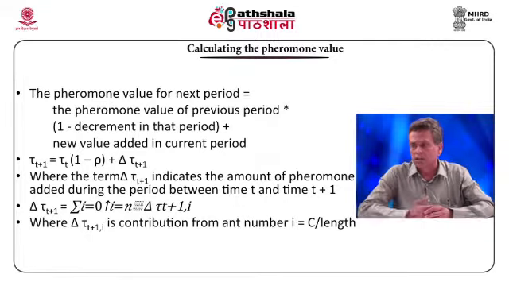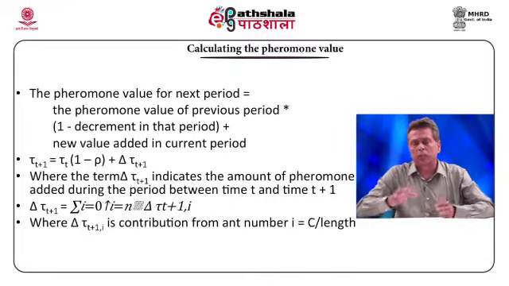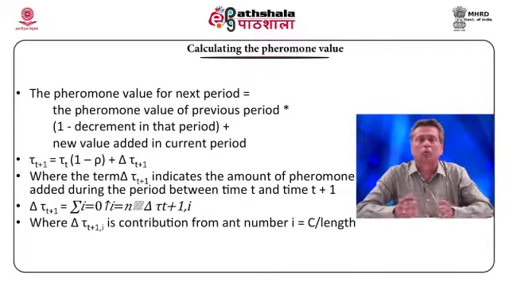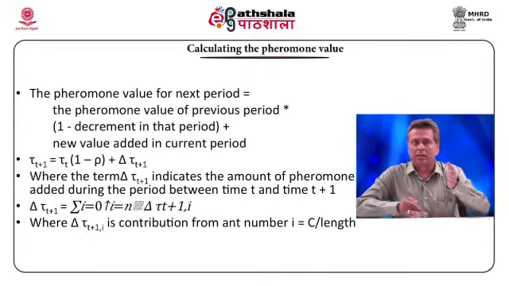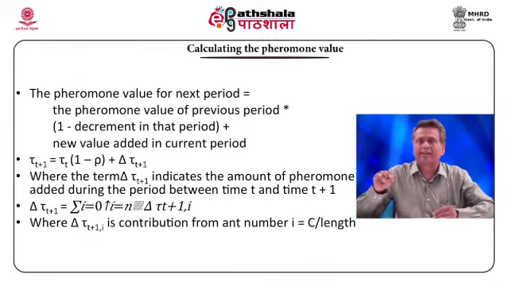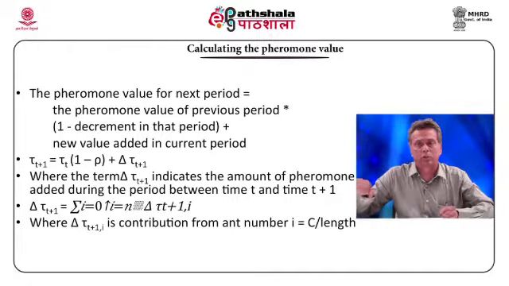Here it is shown as tau t plus 1. Tau is the value of pheromone, equal to tau t, the earlier one, multiplied by 1 minus rho. So, that is the earlier value plus the decrement. Then you add the total collective pheromone added by the ants in the current cycle. So, that is delta tau t plus 1.